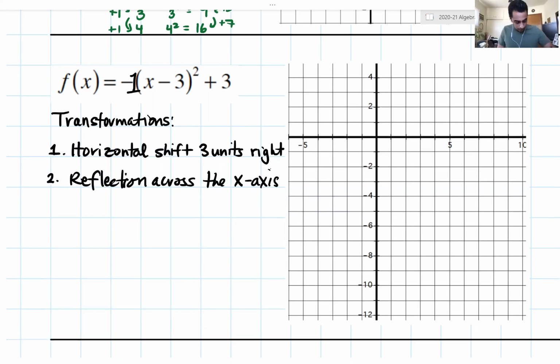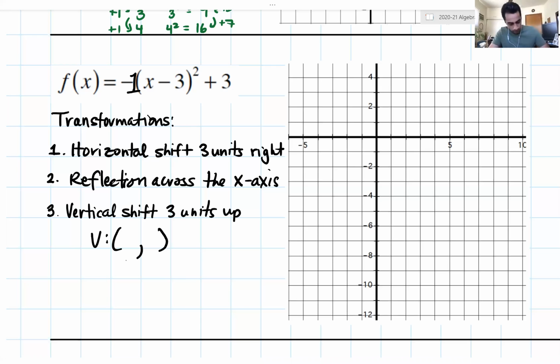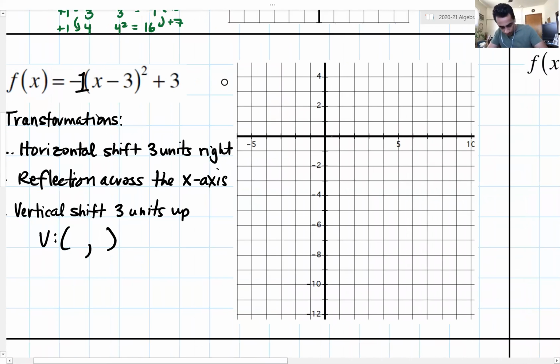Okay, and then finally, what else can we say about this function? Yeah, we have a vertical shift, 3 units up. Right, looking at the k value. All right, so then where is my vertex? It's going to be at 3, 3. That's right. Okay, so we go 3 units to the right, 3 units up. There would be my vertex.